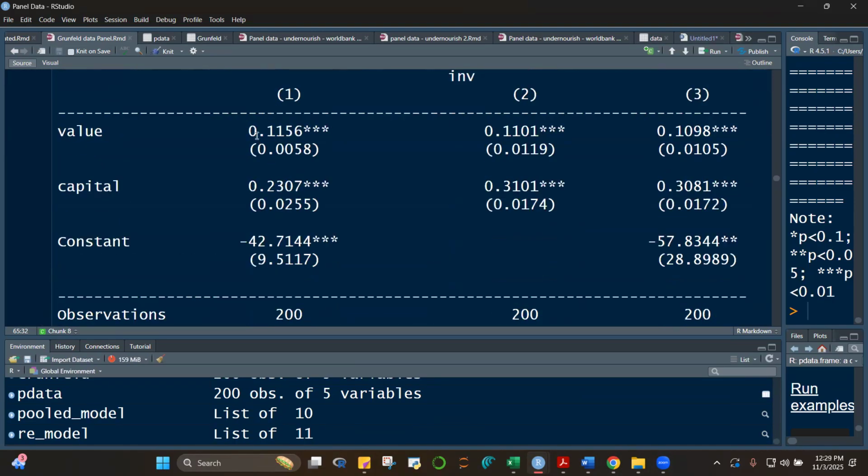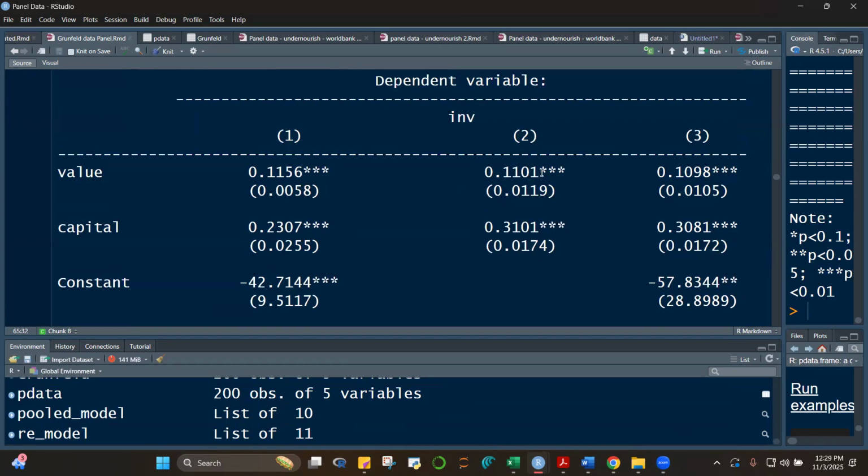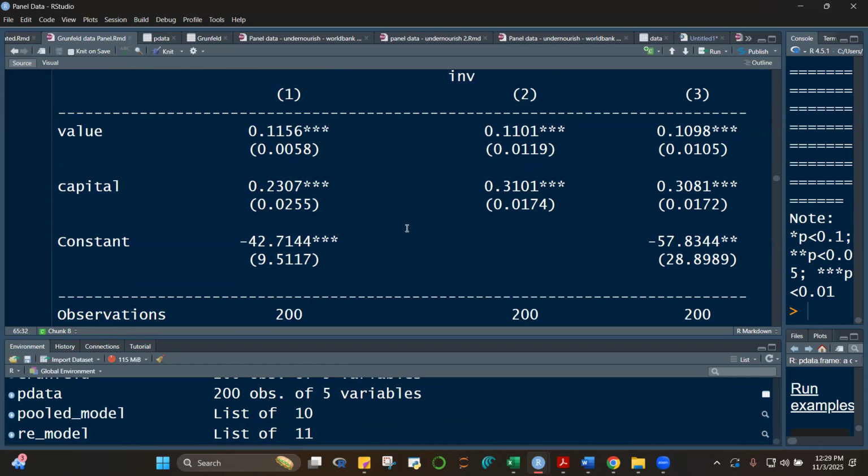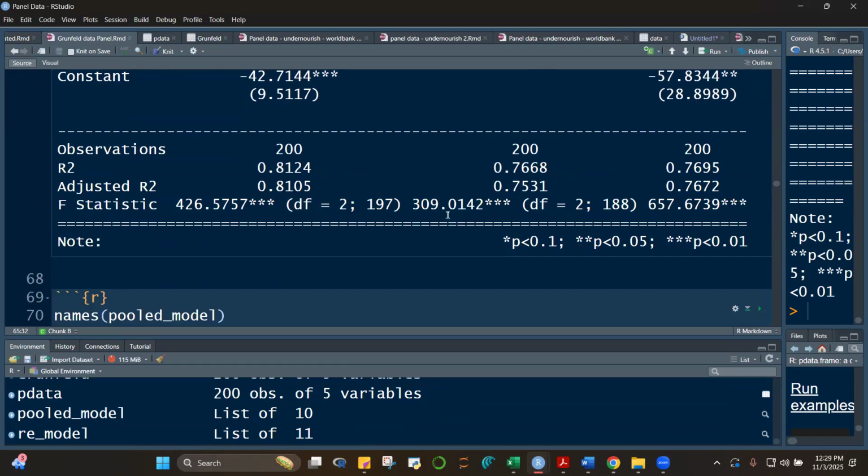So here is your pooled, class, and here is its intercept. Fixed effects has no intercept. Random effects has. But the predictors, value and capital, in all cases are significant. So we can see here 0.81 is the adjusted R squared for pooled, 0.75 for fixed effect, 0.77 for random effects.